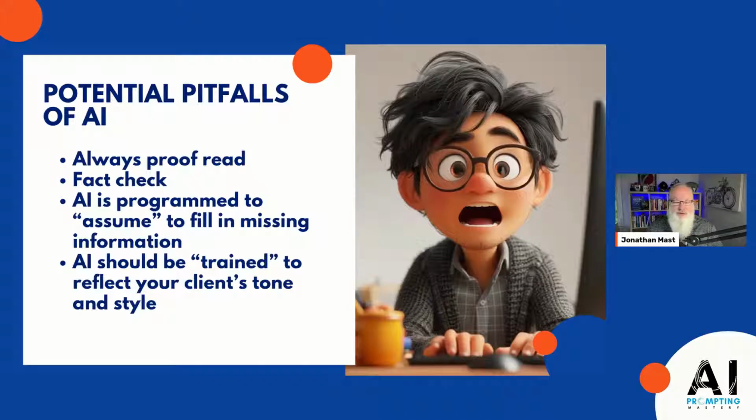So here's a couple of other things that we can take a look at. One, always proofread. So if we ask it to write an email, a memo, an SOP, a social media post, always proofread. Don't just copy and paste out of AI directly. You will be embarrassed sooner rather than later. The other thing is fact check.